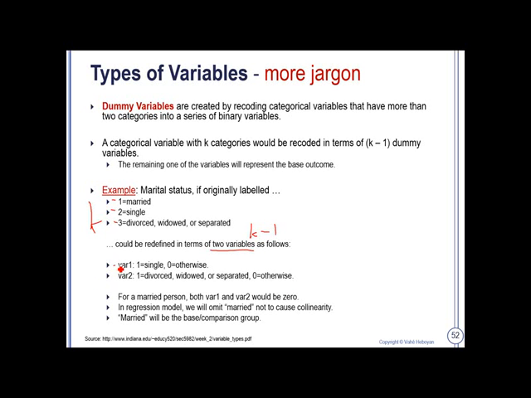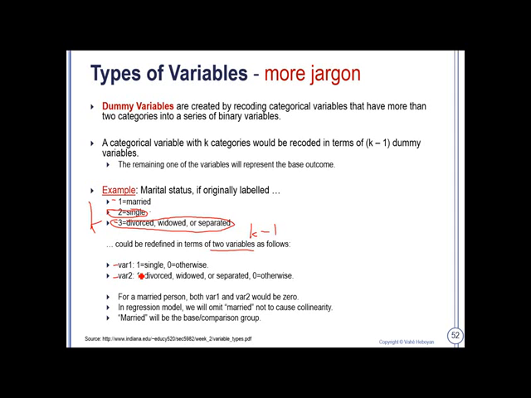Our variable 1 will be equal to 1 if someone is single, that's this one right over here, and 0 otherwise. And variable 2 will be equal to 1 if someone is divorced, widowed, or separated, and 0 otherwise. So instead of one variable, now we have two variables. And I'll explain why we might want to do this in a second.